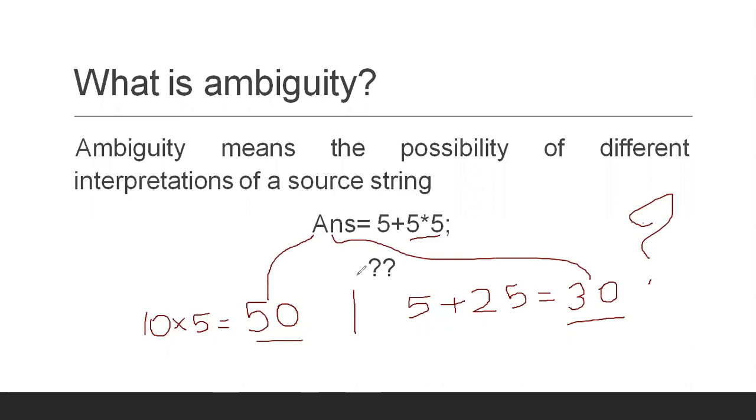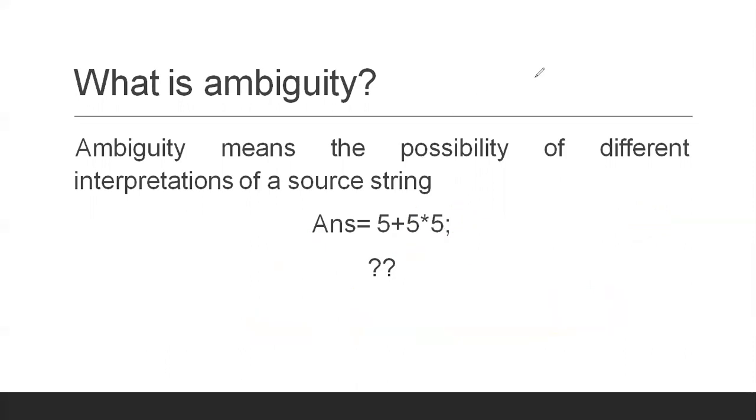But which is the correct answer? As far as our maths is concerned, we know 30 is the correct answer. Why? Because we have learned multiplication is to be performed first. But where does it come from? It comes from the grammar. So let us move to the next slide.